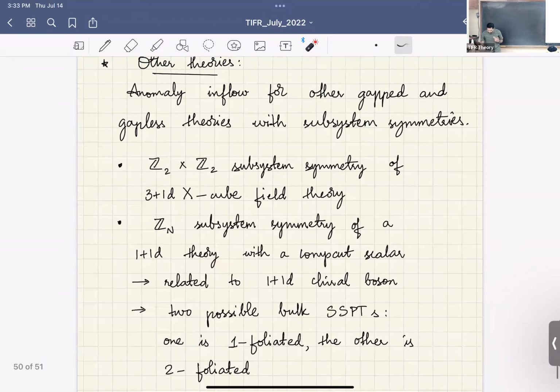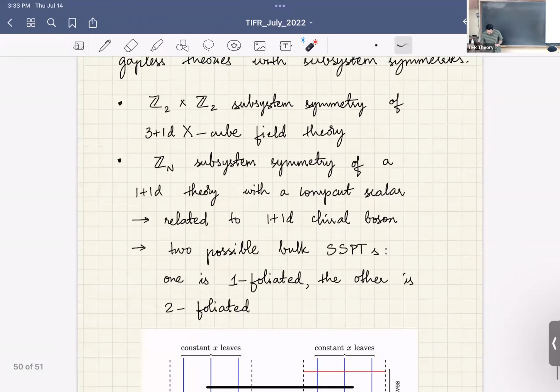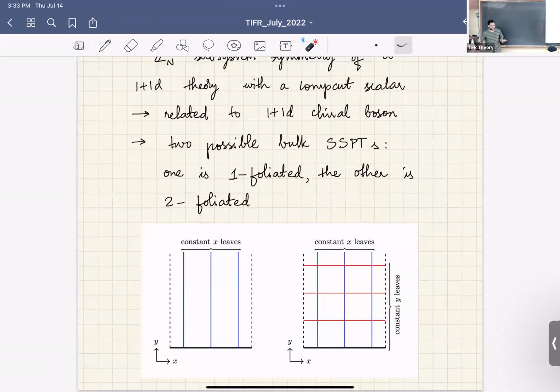One of them is 1-foliated, which seems like the minimal thing that you could do. The subsystem symmetry acts at every point x, and in the bulk, you just extend these points to a line. The symmetry acts on these lines. And the other SSPT, which is a two-foliated one, has these lines in addition to these lines, so there are also foliations in the other direction.